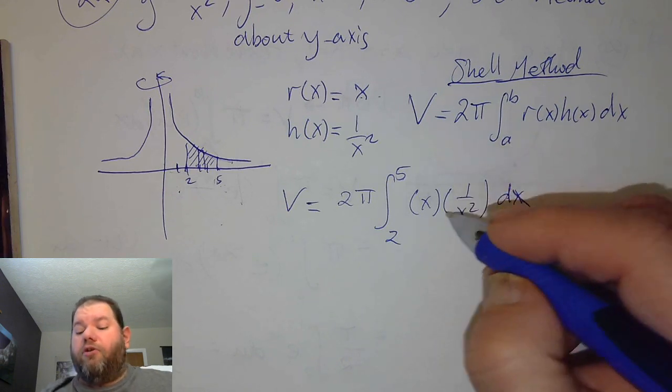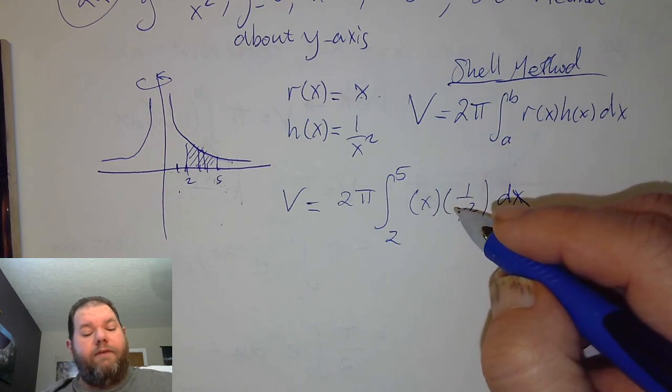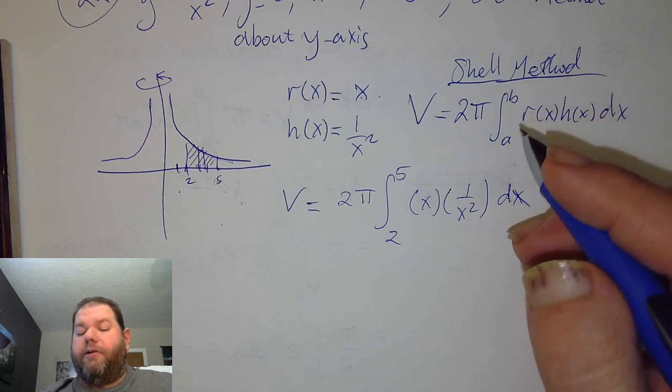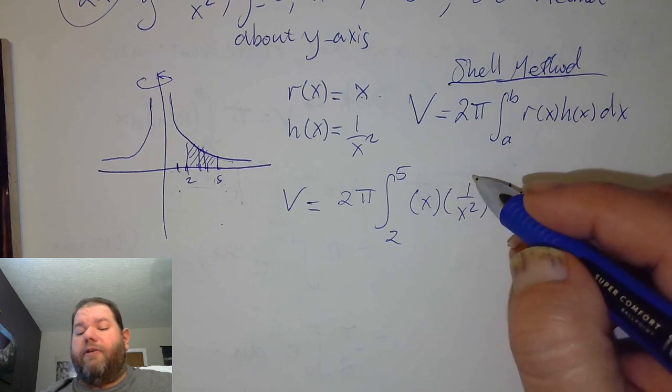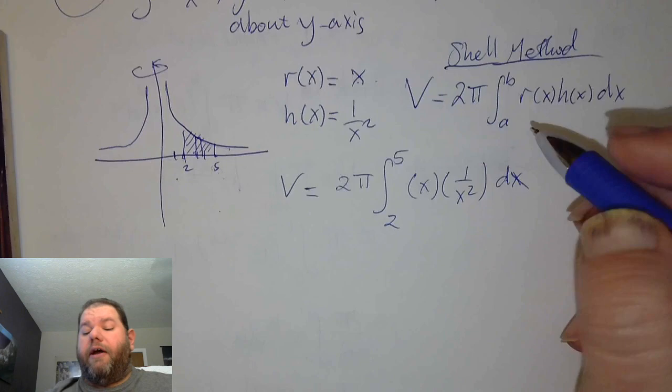So we want to make sure we multiply these first. If we don't multiply these first, then we're not going to be able to integrate them correctly. In this case, x times 1 over x squared is just 1 over x.